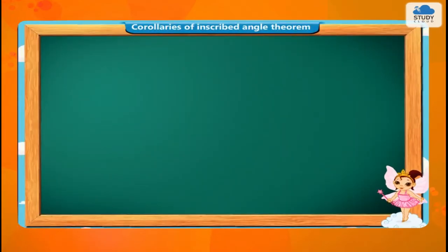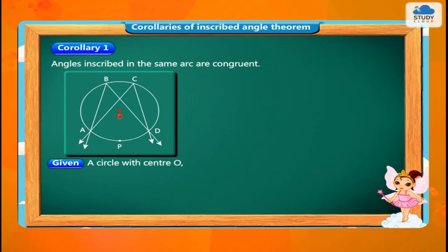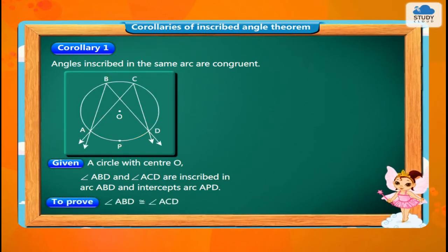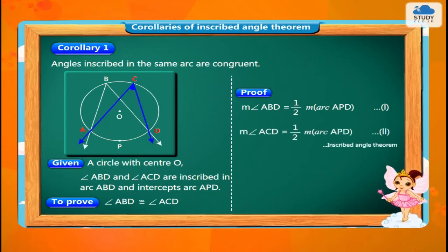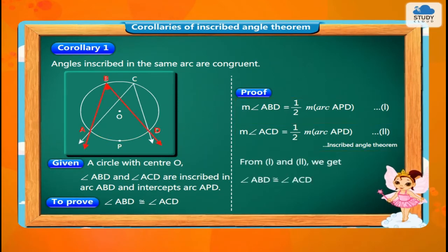Corollaries of Inscribed Angle Theorem. Corollary 1. Angles inscribed in the same arc are congruent. Given a circle with center O, angle ABD and angle ACD are inscribed in arc ABD and intercept arc APD. To prove angle ABD is congruent to angle ACD. Proof. Measure of angle ABD is equal to half measure of arc APD. Equation 1. Measure of angle ACD is equal to half measure of arc APD. Equation 2. From equations 1 and 2 we get angle ABD is congruent to angle ACD.